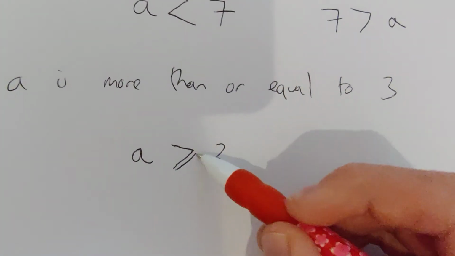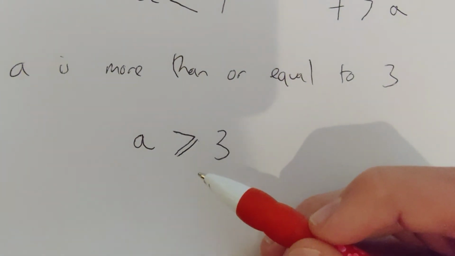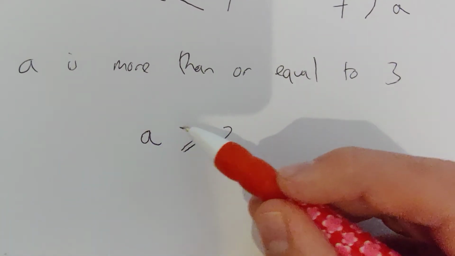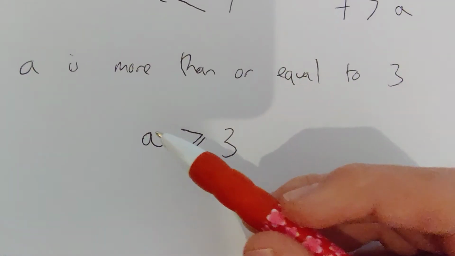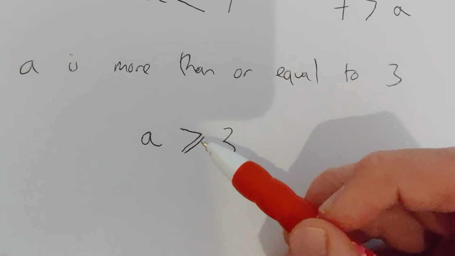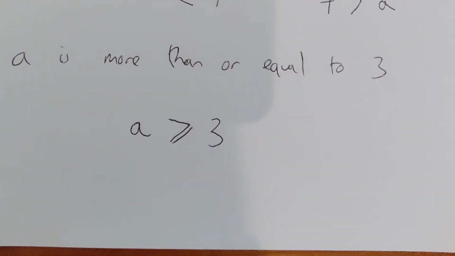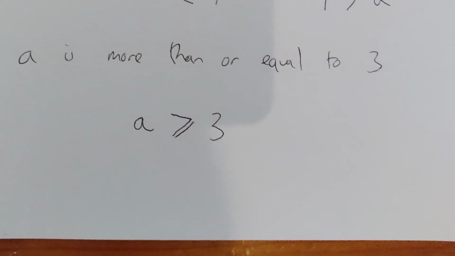And if you look, the double chin creates something that looks a bit like an equal sign, a sort of slanty equal sign. So if we didn't have that double chin, it would just be saying A is greater than 3, A is more than 3. But now it's saying A is more than or equal to 3. So it could be 3, it could be 4, it could be 5, it could be 6, it could be 7. We don't care what it could be. It's just saying that's the numbers it could be.